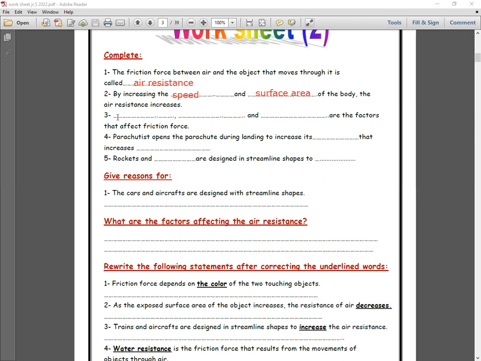Number 3, we have 3 dots about the factors that affect friction in general, friction force. So they will be surface area, surface type, and the speed.